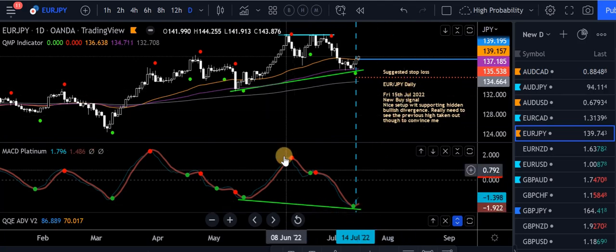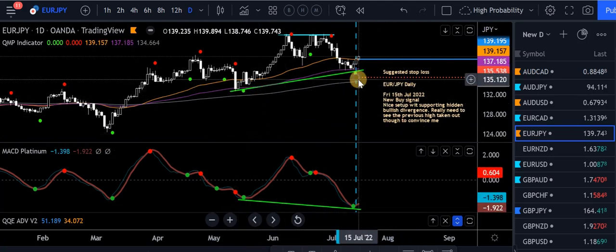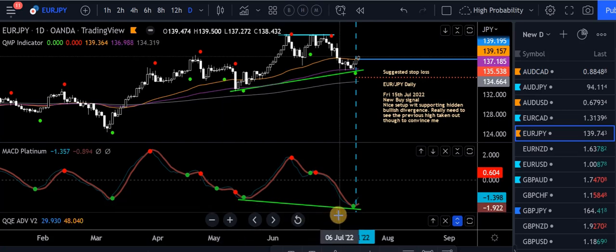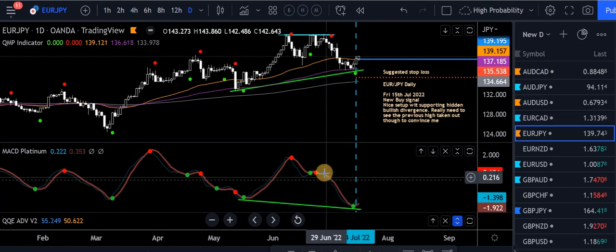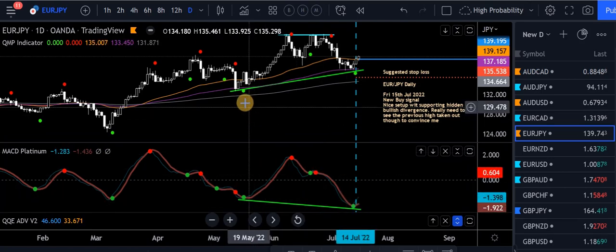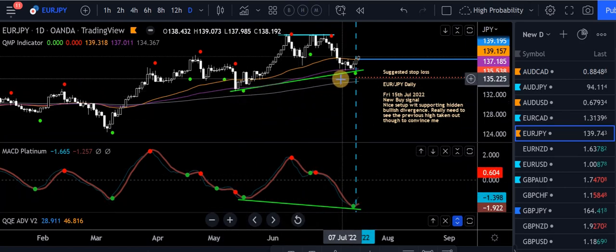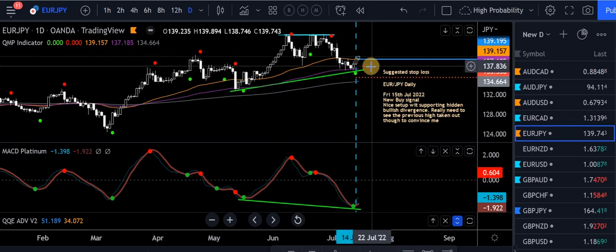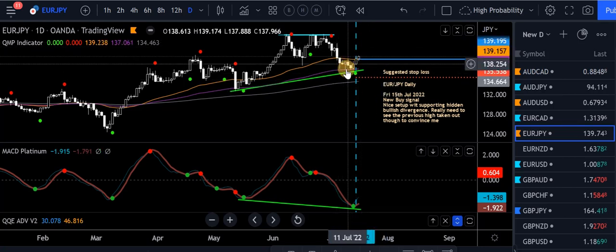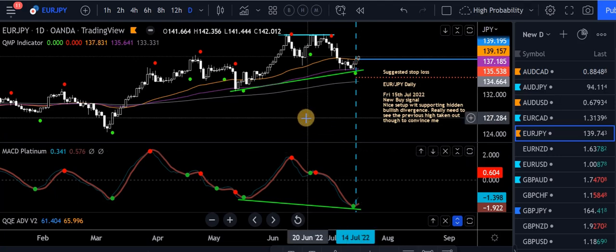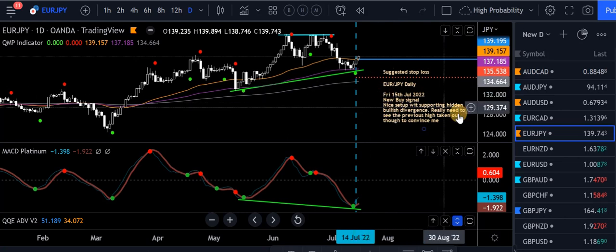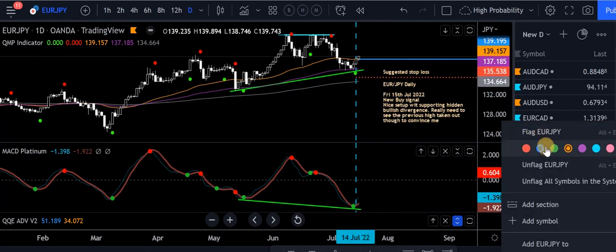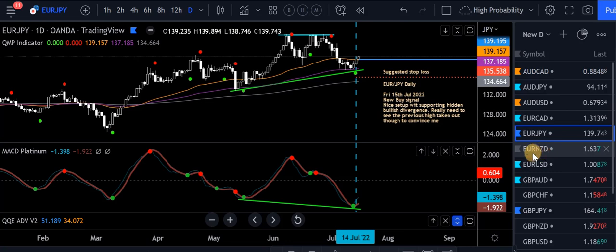Just be careful. There's divergence there. You can see by the green trend lines. Hidden bullish divergence, which I like. Lower lows on the MACD Platinum and higher lows on the price. I'll tell you what, my cleaner's noisier than I thought she was. So yeah, we're in a buy there, stop loss is there. So all good in the yen.